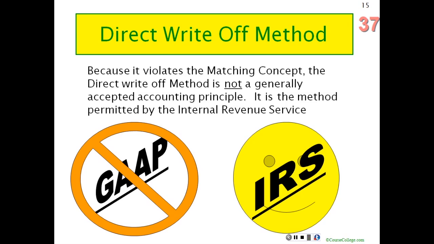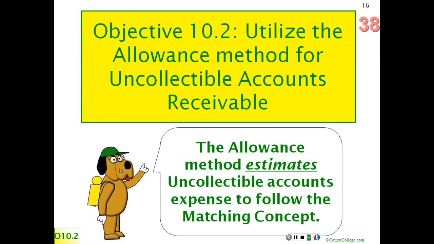The IRS is pretty cynical about human nature, and they say, we know what you're going to do if you're allowed to guess. You're going to guess really high and lower your tax bill this year. We don't like that. So no allowance method, no guesswork. You've got to proceed with only actual events. When the write-off actually occurs is when we're going to let you create an expense associated with it. Okay, so that's an important idea. GAAP, yes, and no for the allowance under the IRS.